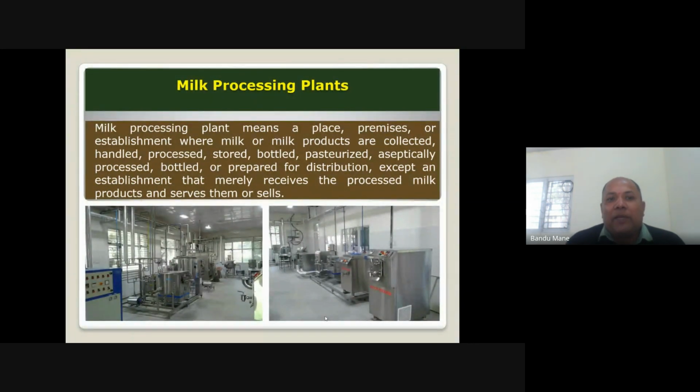What actually are milk processing plants? It is a place, premises, or establishment where milk is collected, handled, processed, stored, bottled, pasteurized, aseptically packed, aseptically processed, bottled, or prepared for distribution, except an establishment that merely receives the processed milk products and serves them to the consumers or sells to the consumers. Next.